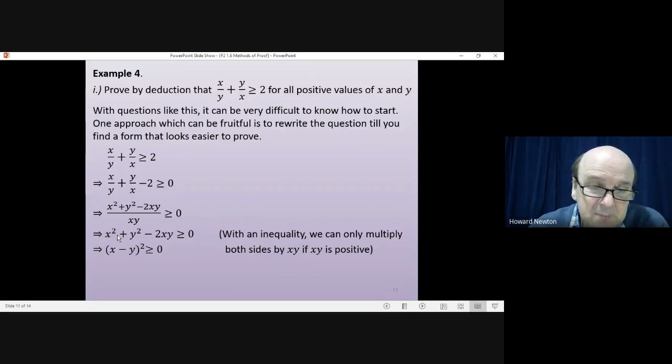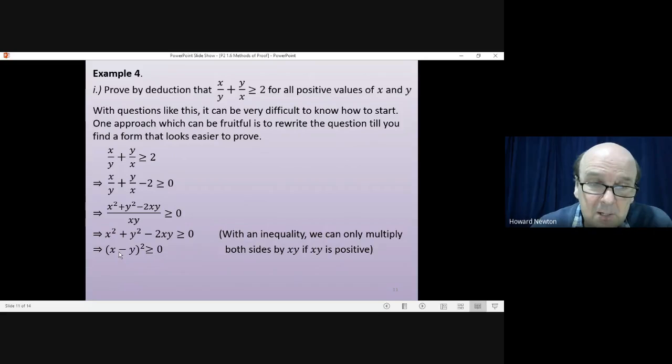And then this last step is factorizing that. X squared plus y squared minus 2xy can be factorized to give x minus y squared. And it's only when we get to this point that you have a statement that does look obvious. That's saying we've got to prove that if you square something, it'll either be greater than 0 or equal to 0. Well, we know that's the case. If you square something, you never get a negative number for the answer. It'll either be a positive number greater than 0 or it could equal 0, but it's never going to be negative.